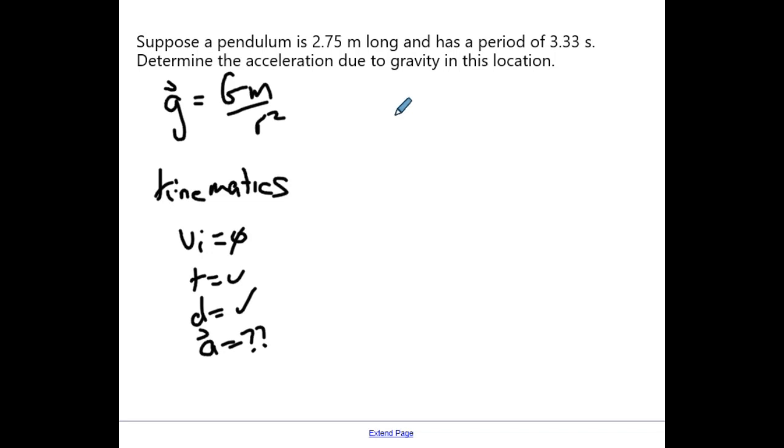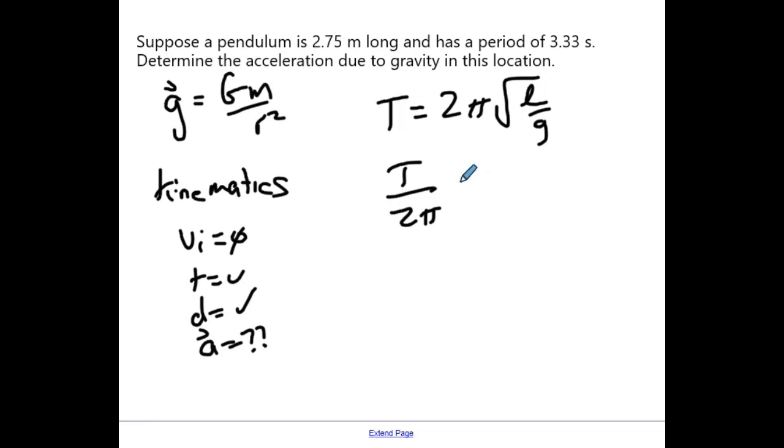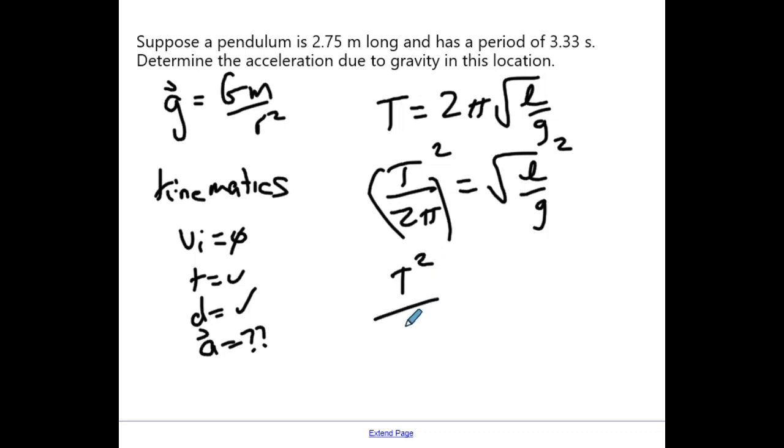The formula was period was equal to 2 pi times the square root of L over g. So if we know the remaining variables, we could actually solve for gravity. Here's how it would look. You'd have to take T and divide by 2 pi. That would then give you the square root of L over g. Then you would have to square both sides because you're going to want to get rid of the square root sign. So you're actually going to have T squared over 4 pi squared, and that'll be equal to L over g.